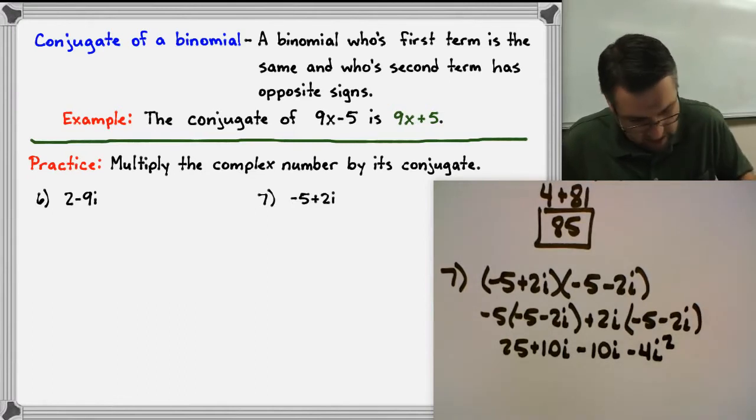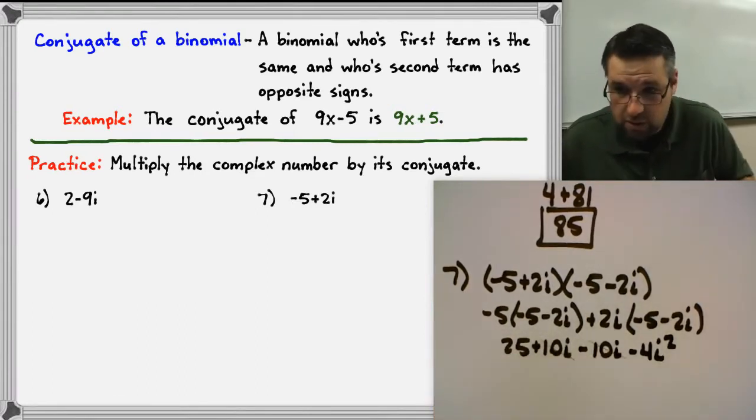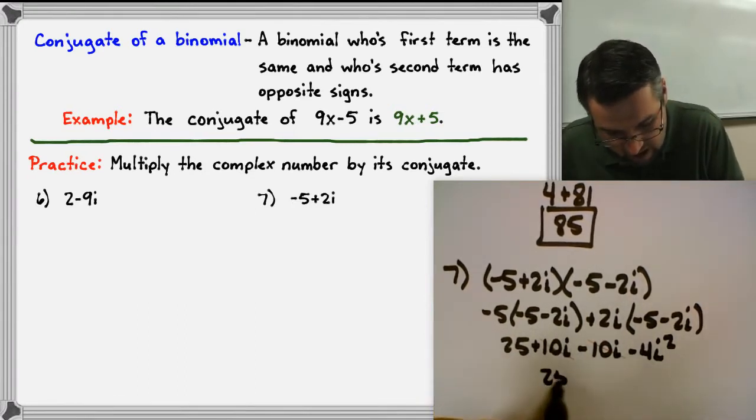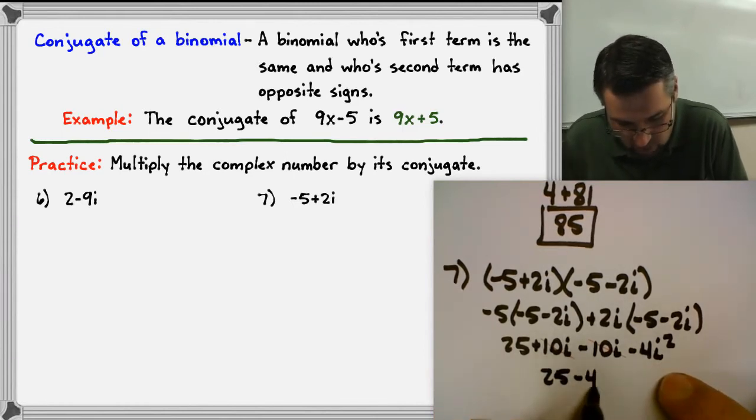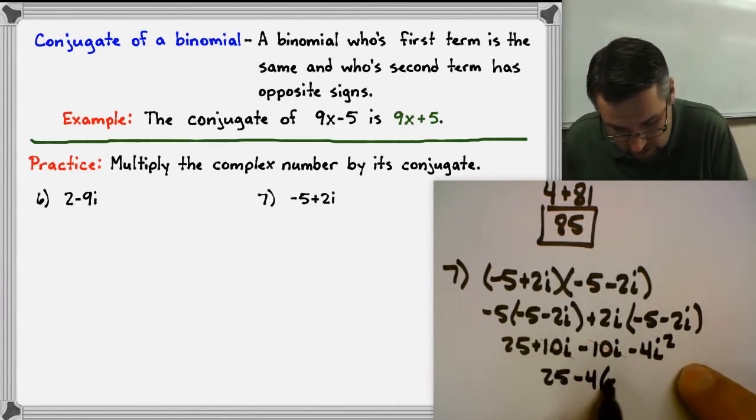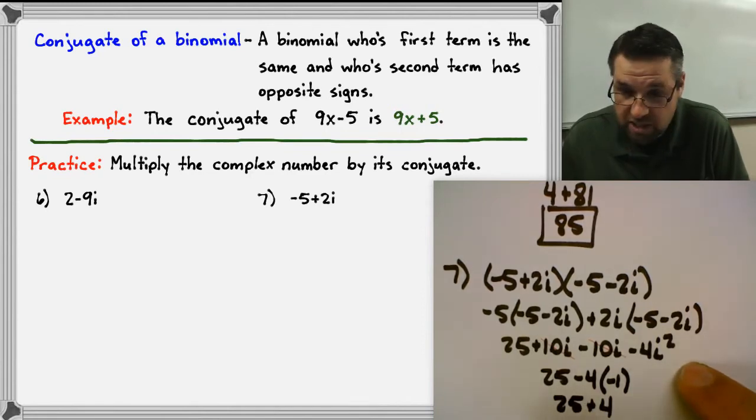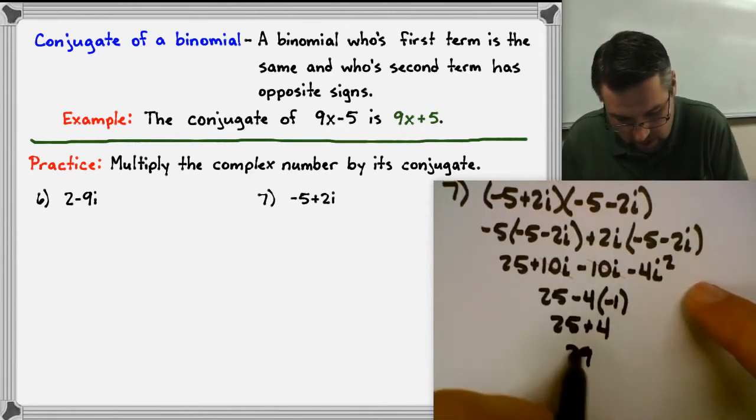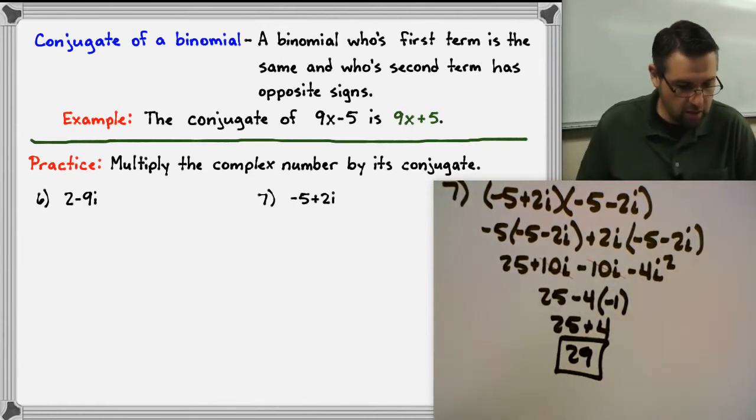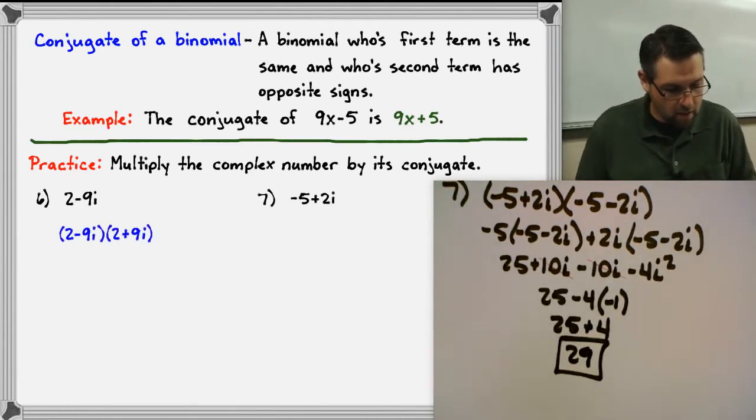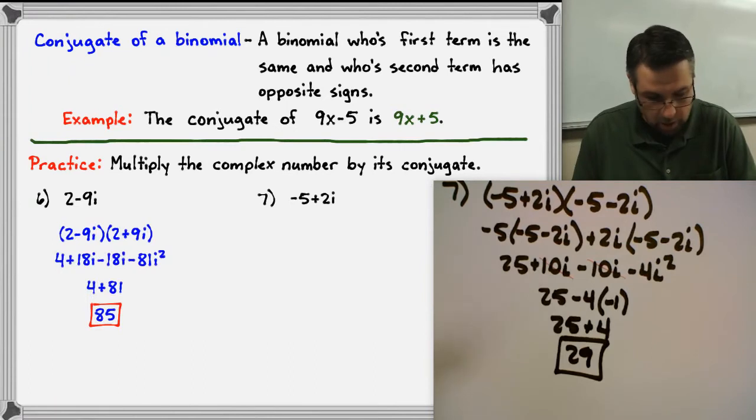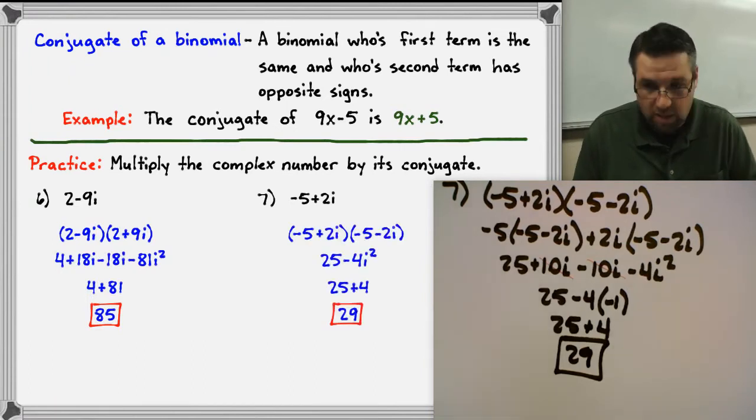The 10i and the negative 10i are going to reduce each other. We're left with the 25, and then we have the negative 4 times i squared. So i squared is negative 1. So this becomes 25 plus 4, which is 29. Again, a nice, clean, real number. Okay? All right, so just double checking my work here, 85 and 29.